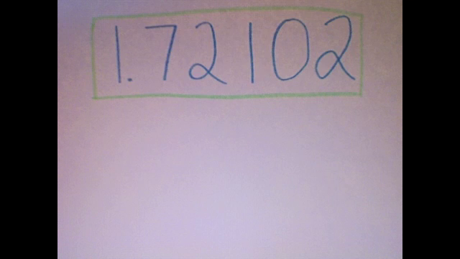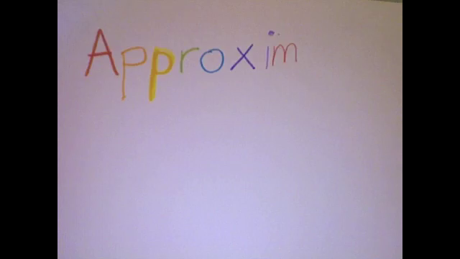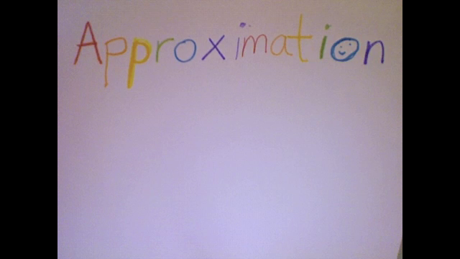So our approximation for f(0.5) is 1.72102. Remember, this is just an approximation, and the smaller your h value is, the more accurate your approximation will be.